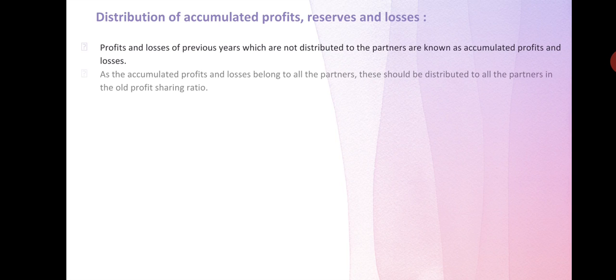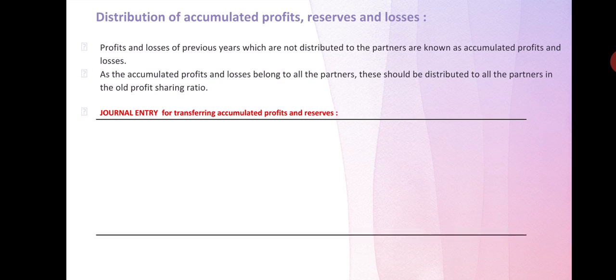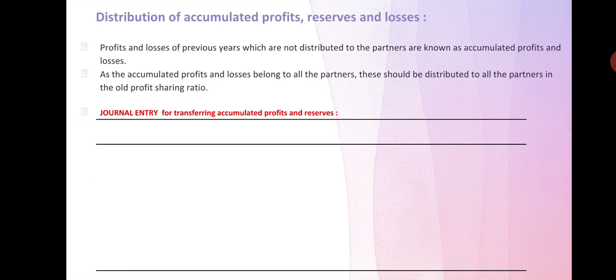In a partnership business, there may be profit and loss which are accumulated. Those profits or losses should be distributed to all the partners' capital accounts in the old ratio. All partners includes the partner who is retiring or who has died. For that we have to pass this entry. Let us write the journal entry.